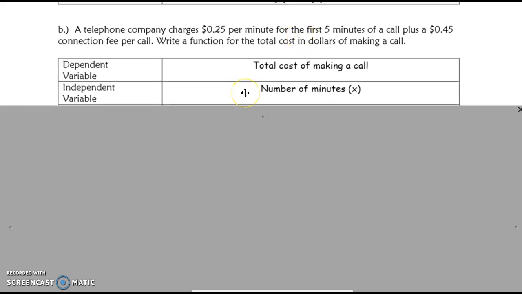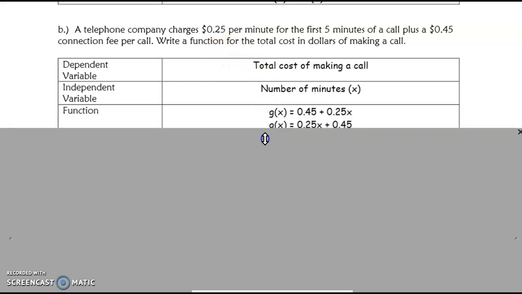Okay, so now we're trying to figure out a function that we could write that uses our dependent variable and our independent variable and anything else that we know. So James, you said we automatically have a 45-cent connection fee. That doesn't change. That's a flat amount, right? So our function f of x needs to include that. So you could start with f of x equals 0.45. That's going to happen no matter how many minutes, correct? Plus a certain amount per minute. So that's where we use our 0.25 per minute.